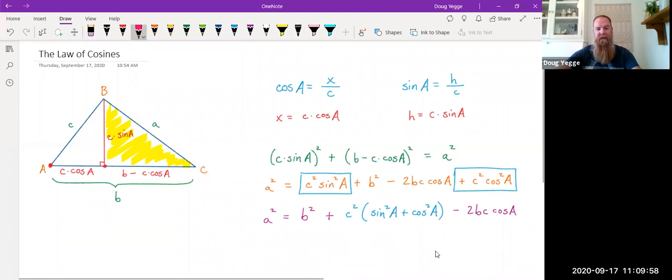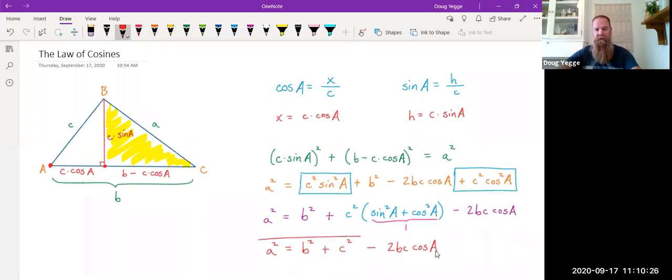But keep in mind that sine squared A plus cosine squared A is the Pythagorean theorem. That's 1. So notice that we have a formula: a squared is equal to b squared plus c squared minus 2bc times cosine of angle A. And what we have here is referred to as the law of cosines.